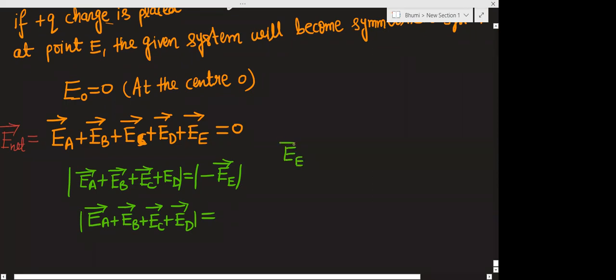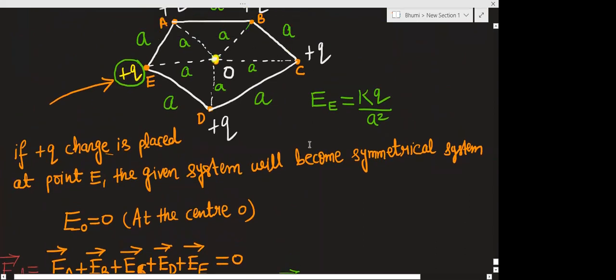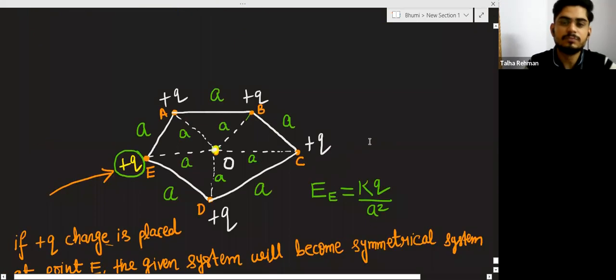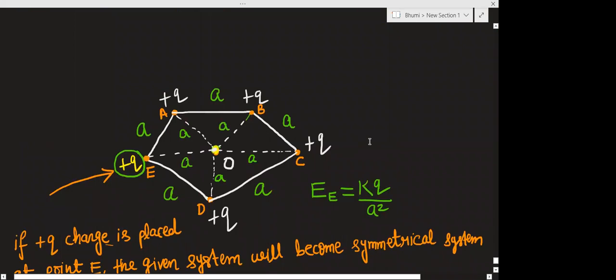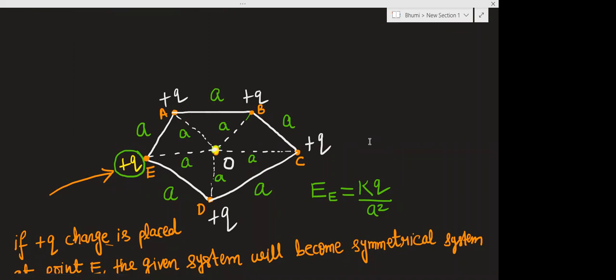Sir? Yeah. Sir, can you scroll a bit up? I'm not writing, I just want to see one thing. Very good. Oh, okay, sir. I just wanted to see the diagram for reference.